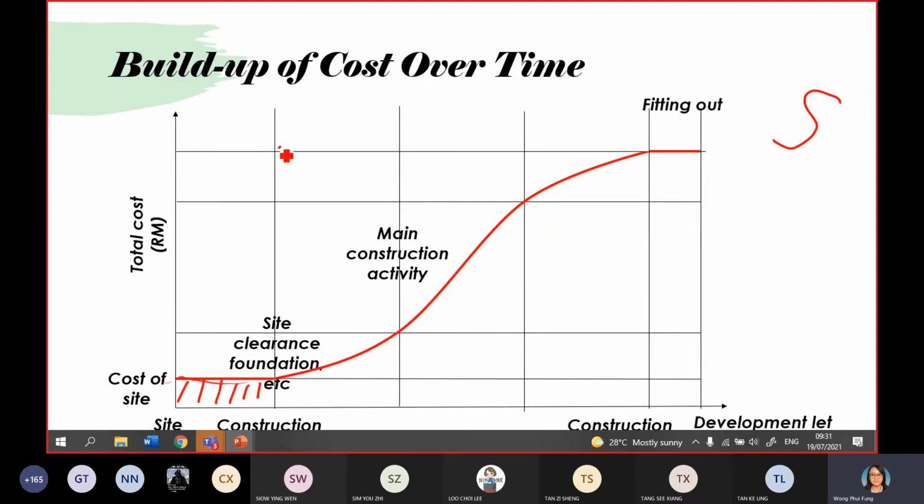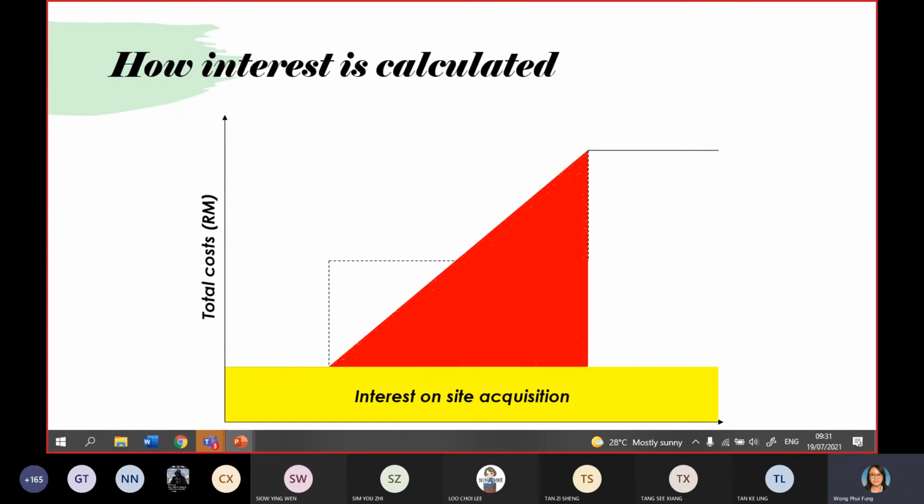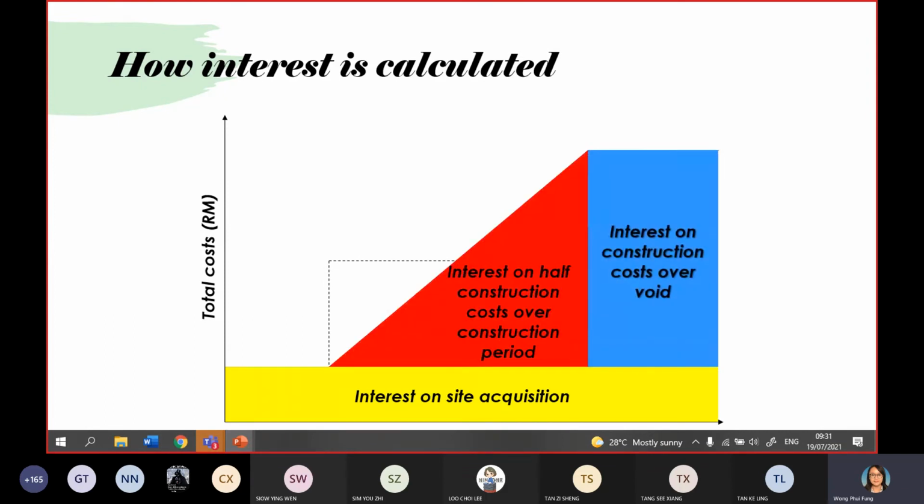This is the construction period, and here is the lead-in period. So the cost incurred is in an S curve. Okay, so how we calculate the interest is, as I told you, divided into 3 stages: first one, second one, and third one.